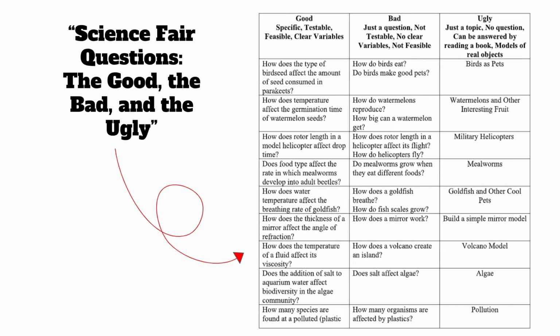So you need to give your students lots of examples in order to help guide them to good science fair ideas. So I'm going to have this document in a link in the description. It is Science Fair Questions, the Good, the Bad, and the Ugly. Go over these with your students and have them brainstorm their very own good, bad, and ugly science fair topics.